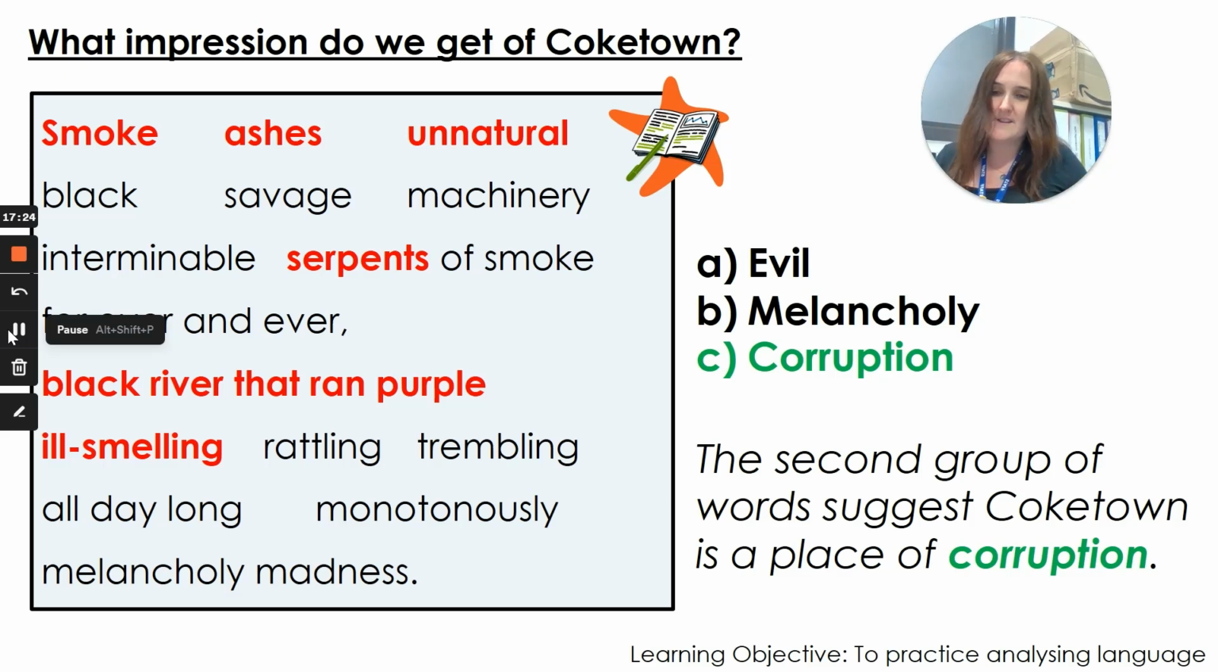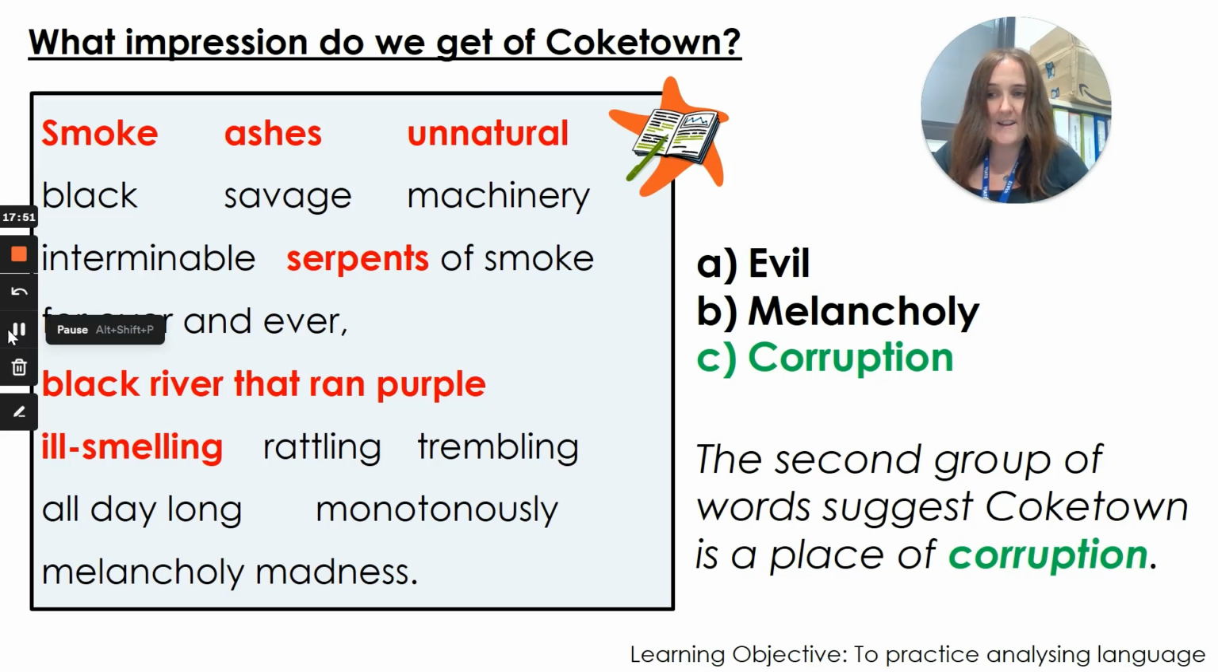But if we're thinking about the group of words as a whole, I think the black river that ran purple, that is nature has been corrupted by industrialization there, hasn't it? It's been turned into something ill-smelling and an unnatural color for a river. We've also got the word unnatural. That's a bit of a giveaway there, and the smoke and the ashes. Okay, so the second group of words then is linking with corruption.